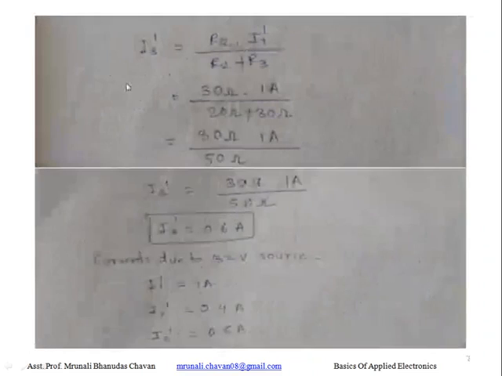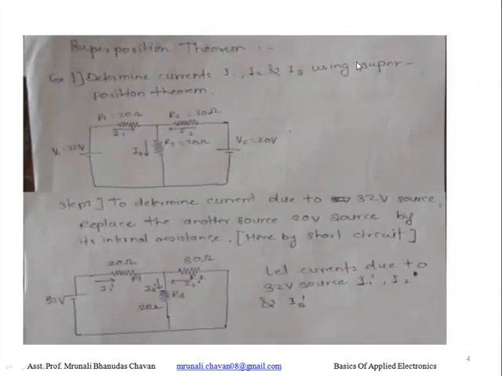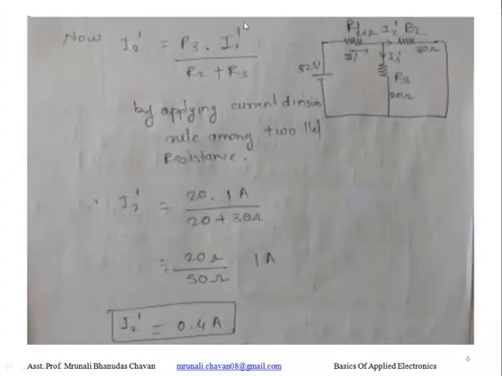Now what remains? I3 dash. Similarly, we can write the equation for I3 dash, where the opposite branch resistor is R2, into I1 dash divided by R2 plus R3. If we put the values, we will get I3 dash is equal to 0.6 ampere. So we can get an idea here. I1 dash we calculated was 1 ampere, and this 1 ampere gets divided into the two resistors. I3 dash we get is 0.6 and I2 dash we get is 0.4 ampere, meaning 0.4 plus 0.6 is 1 ampere.